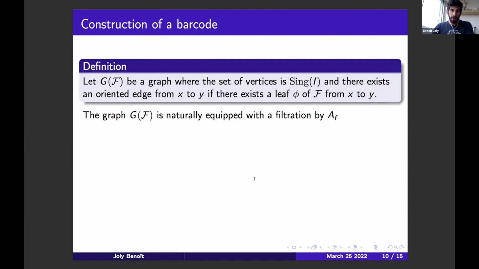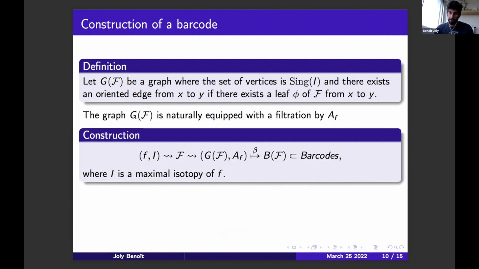And what we saw earlier is just that the graph is naturally equipped with the filtration given by the action functional A of f. And so with the application beta, I can construct a barcode. So, summary: if I consider a Hamiltonian homeomorphism and I fix a maximal isotopy, Le Calvez's theorem gives us some foliations. From this foliation, we can define a graph, and with the application beta, I can obtain a barcode.